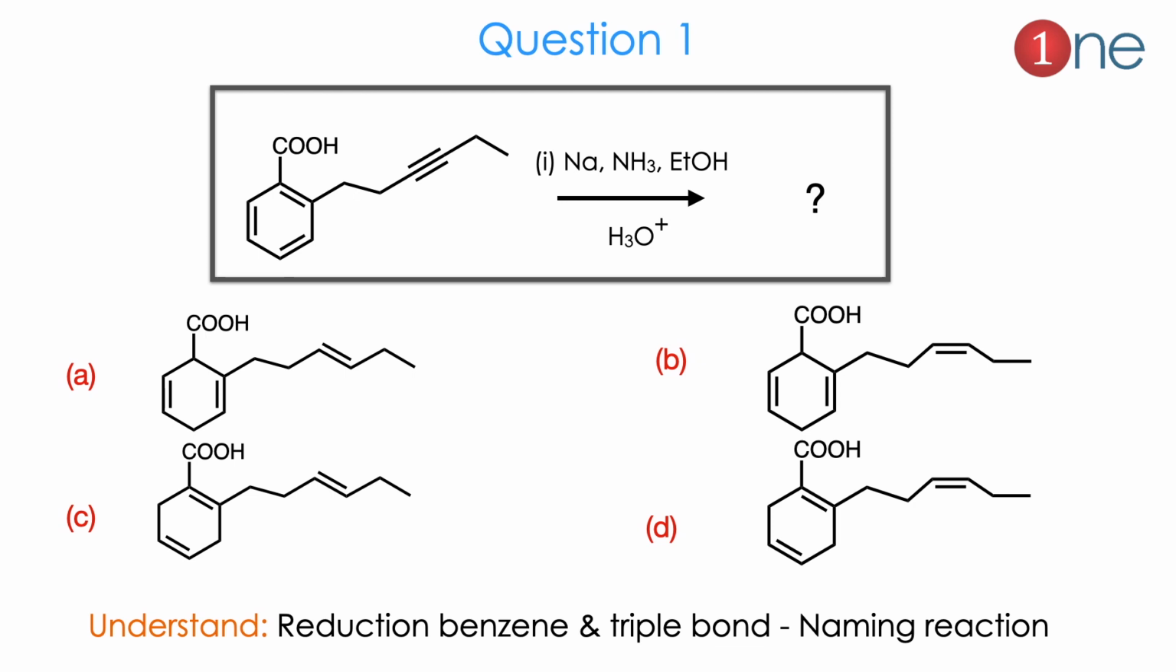If you see the product very clearly, the triple bond gets reduced and benzene gets reduced. You have to understand that the question is about reduction of benzene and the triple bond. One naming reaction is obviously involved in this one.